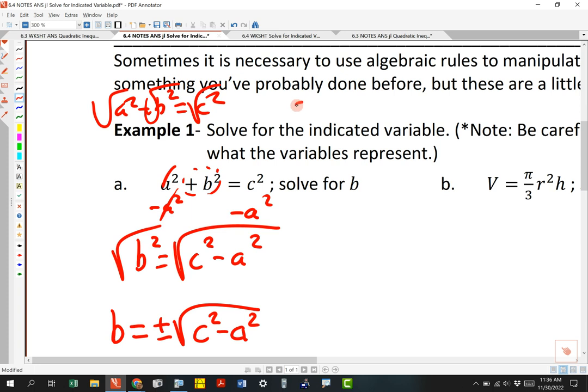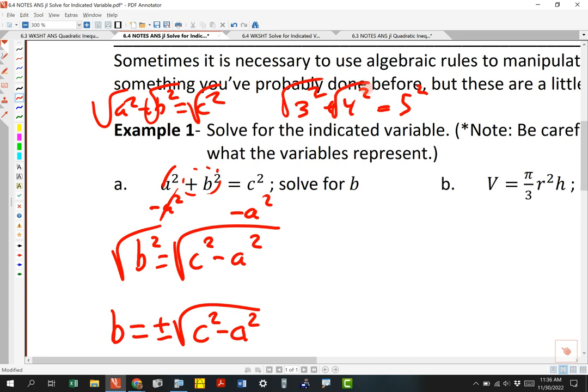Let's check. Does everybody agree 3 squared plus 4 squared equals 5 squared? What's the square root of 3 squared? Square root of 3 squared would be 3.